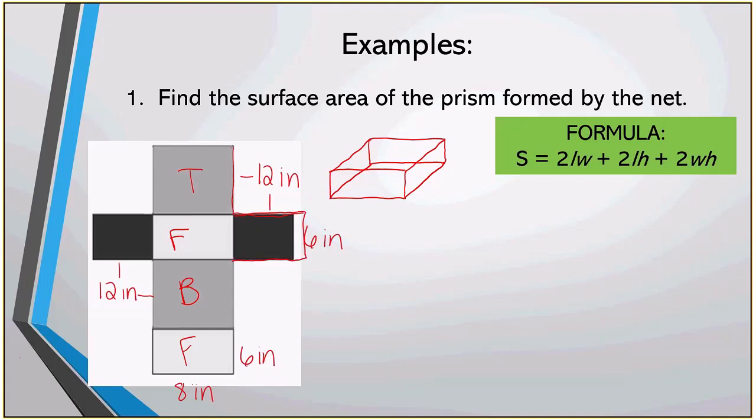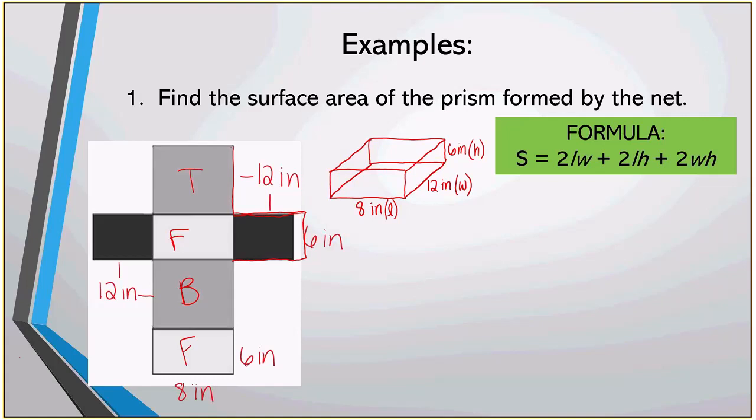Anyway, so I'm going to label 8 inches in the front as the length. I'm going to put an L in parentheses. I'm going to label 12 inches as the width in the back, and then 6 inches as the height. Once you have length, width, and height identified or labeled, then you can go ahead and just start plugging numbers into this formula, because that's literally what this is.